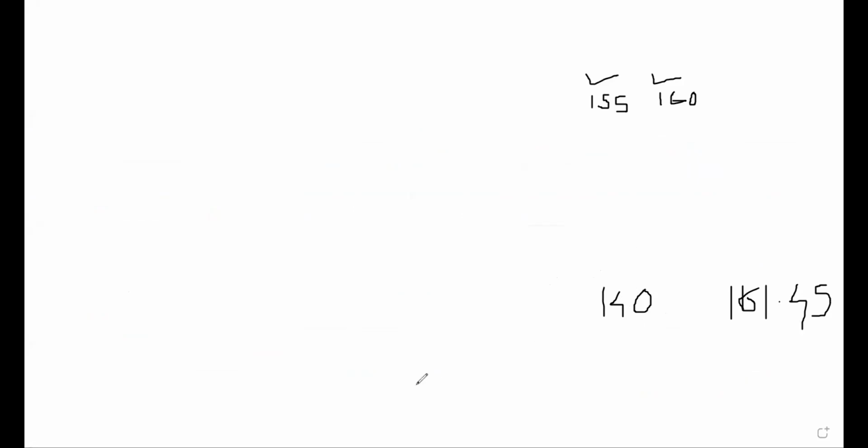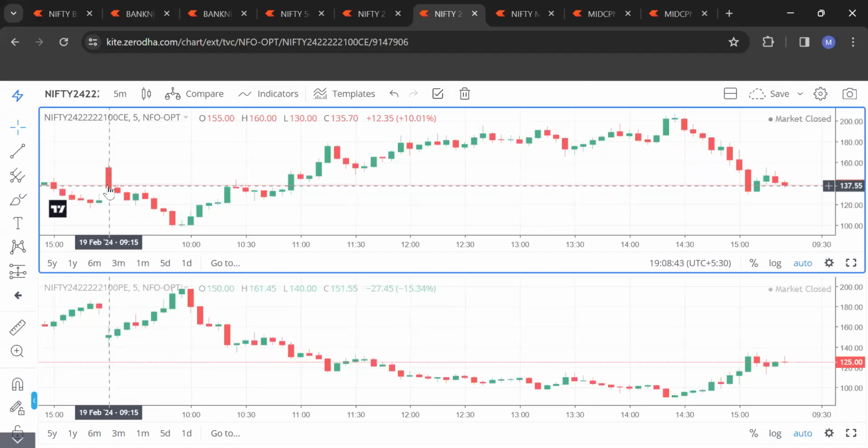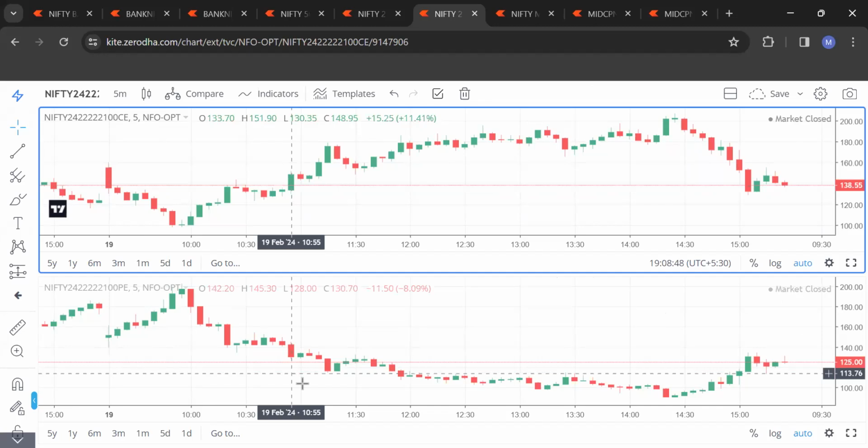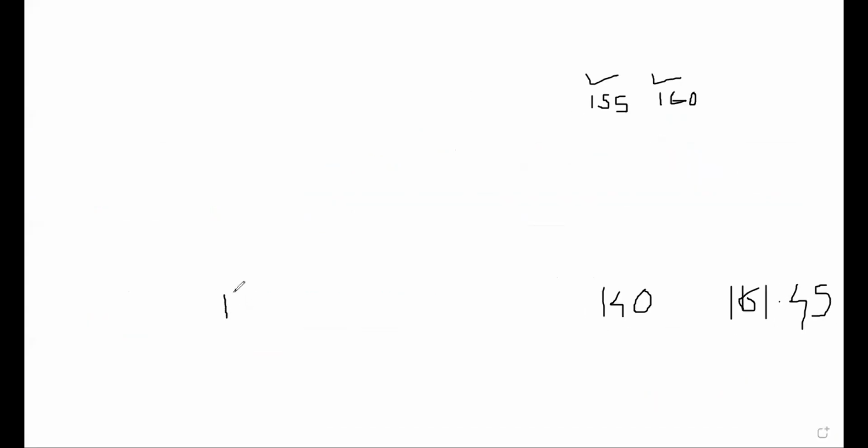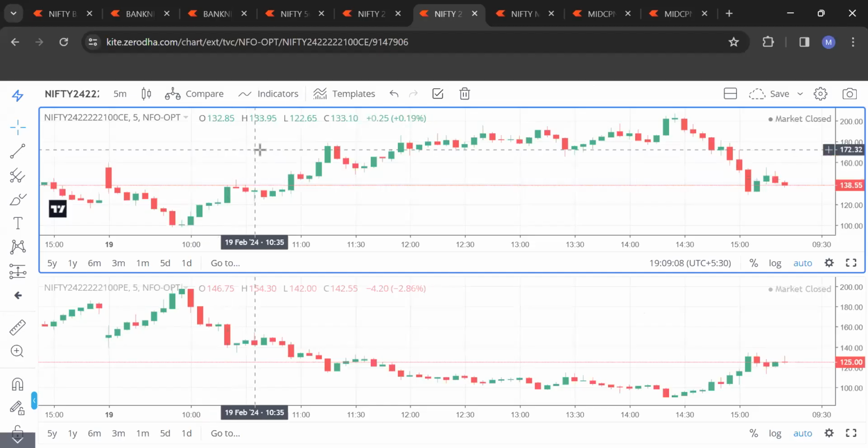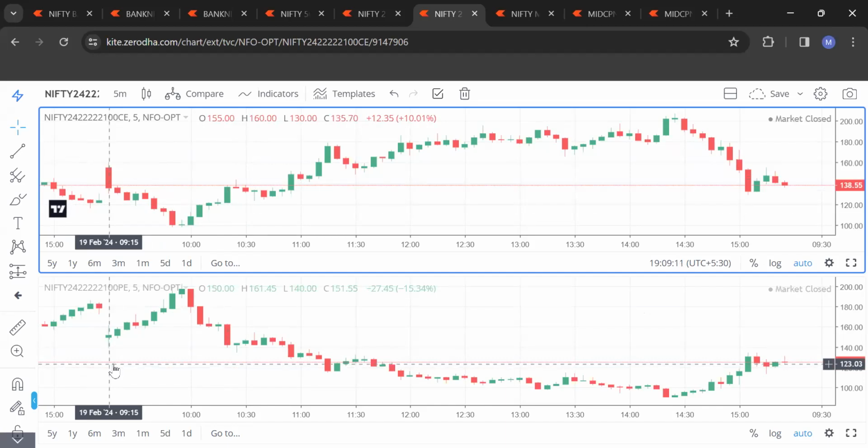Now let's see the put side into call. What you will do, the call side high and low, you will write 130 and 160. This will be 130 and this will be 160. Now those prices which are falling in between, they are all common prices. So this is 130 and 160. And now we will see the prices of put.